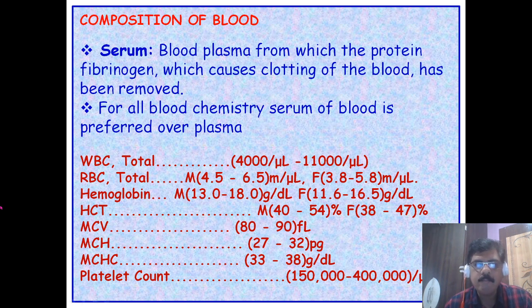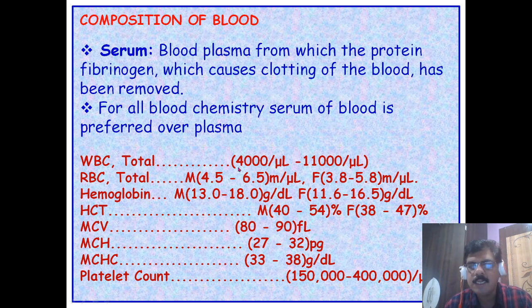Then the one term that is serum. When we are discussing plasma, it is 55%, but when the blood coagulates, the fibrinogen is utilized. The blood plasma from which the fibrinogen has been used up during clotting is called blood serum. For biochemical estimation or blood chemistry, the serum of the blood is preferred over the plasma. These are the normal counts of WBC, RBC and hemoglobin.